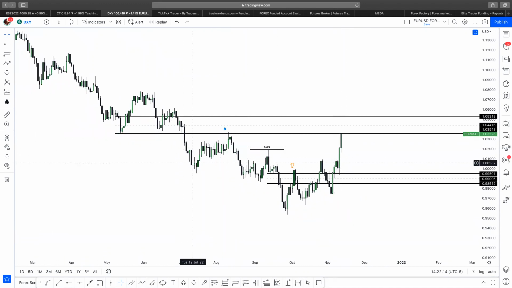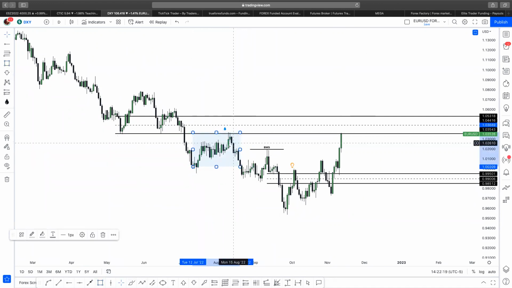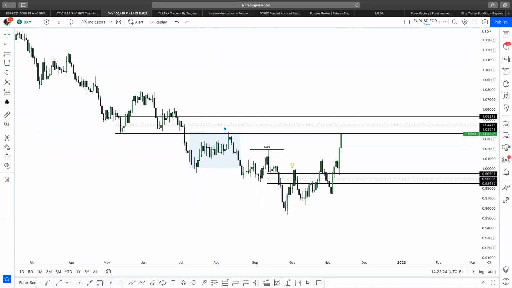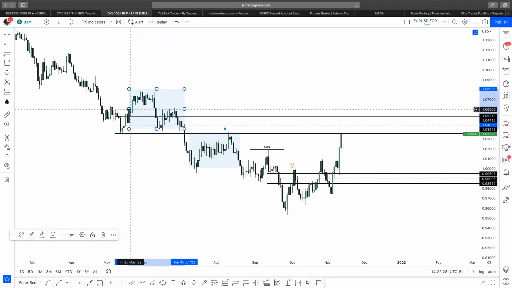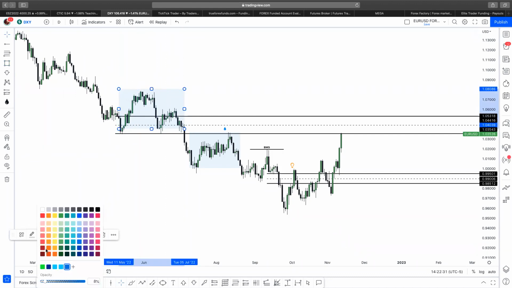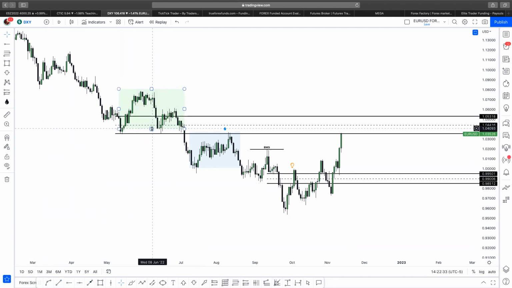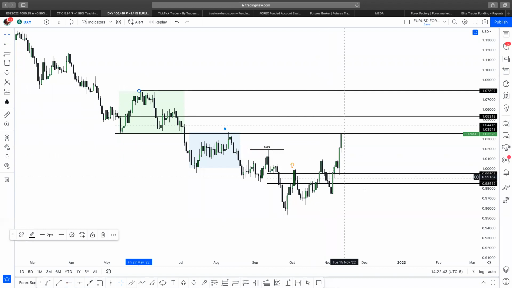You see this accumulation phase. This is the phase that we need to be looking at, from this low to this high, right? We're looking at all of this over here as our market maker buy model, right? Completion here. This would be completing the model. So ultimately, when we break this high up here, that's when you know that the order flow is officially bullish.